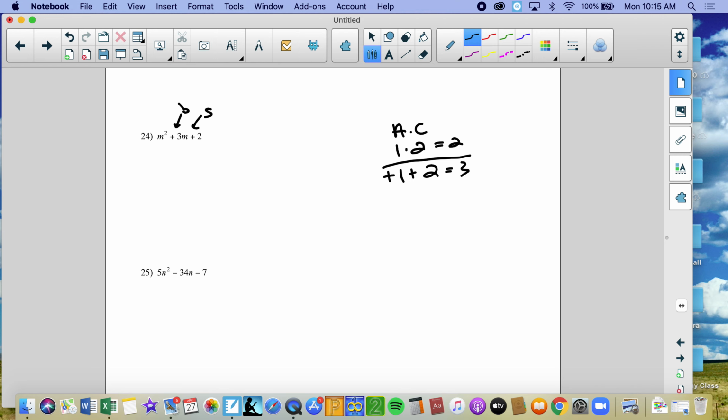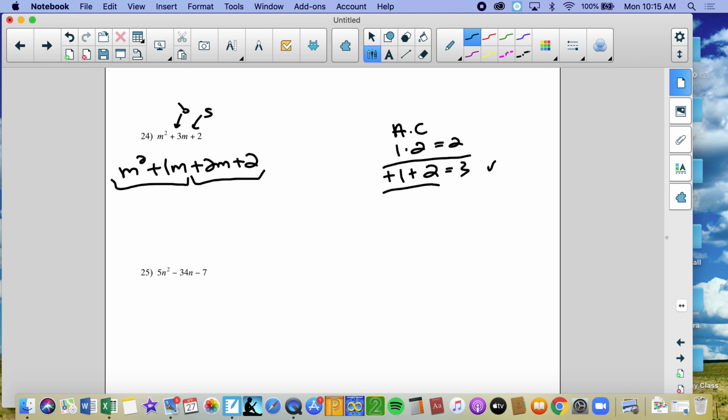Does that equal my middle value? Yes, that equals my middle. So I'm going to break this into 4 terms. Where did I get these two values? From right here. So now I'm going to factor by grouping.